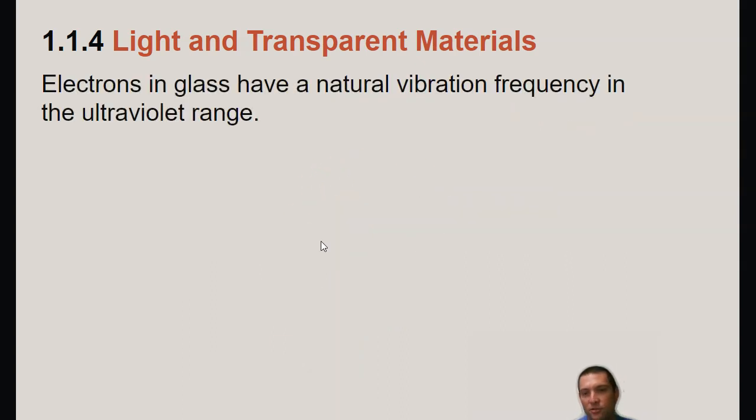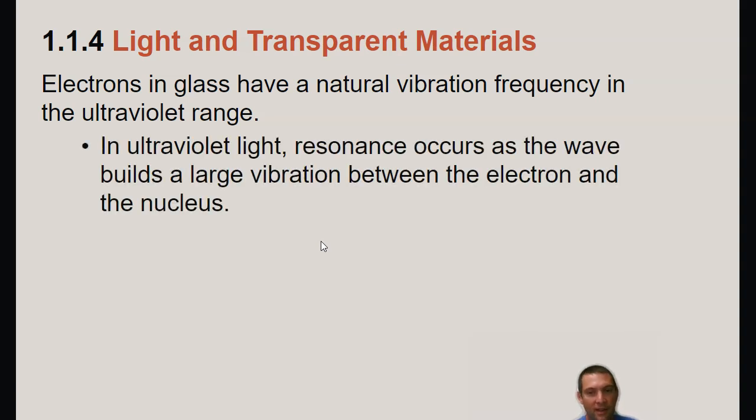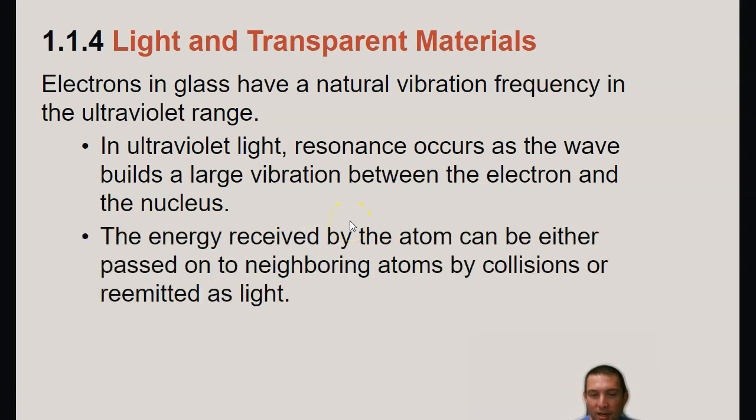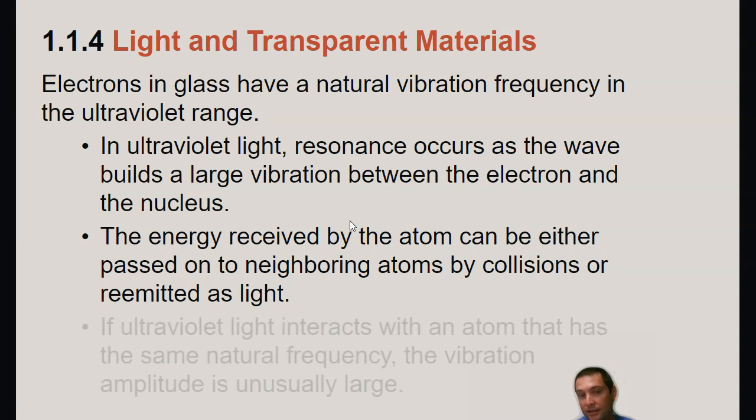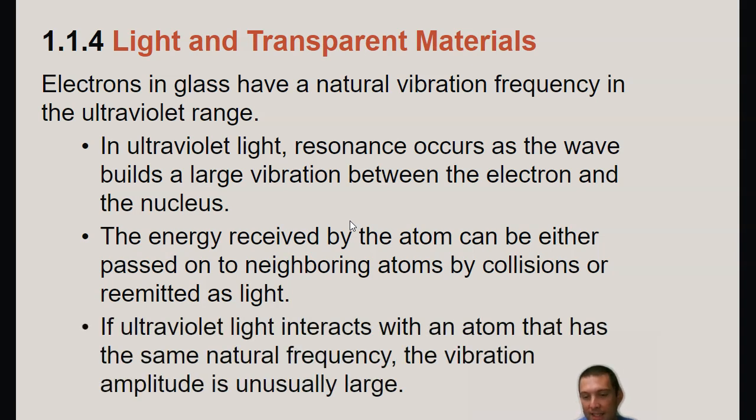Electrons in glass have a natural vibration frequency in the ultraviolet range. In ultraviolet light, resonance, or forced vibrations, just like with the tuning fork, occurs as the wave builds a large vibration between the electron and the nucleus. The energy received by the atom can either be passed to neighboring atoms by collisions or sent off as light. If ultraviolet light interacts with an atom that has the same natural frequency, the vibration amplitude is unusually large.